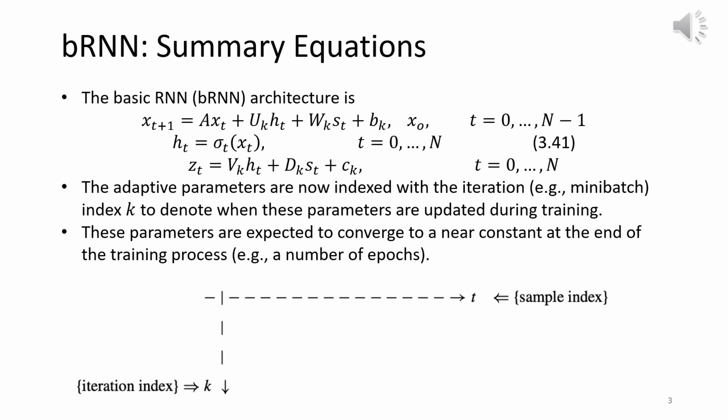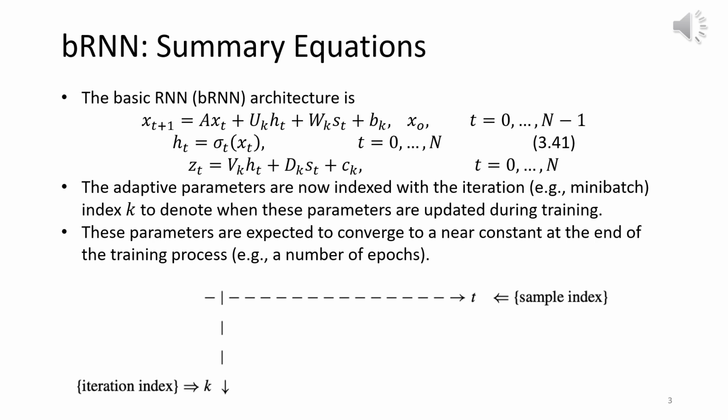The architecture of the basic recurrent neural networks is given in equation 3.41, as we have seen them before. Note that the adaptive parameters are now indexed with the iteration, for example, mini-batch, index k to denote when these parameters are updated during training. Furthermore, these parameters are expected to converge to a near constant at the end of the training process, for example, after a certain number of epochs.